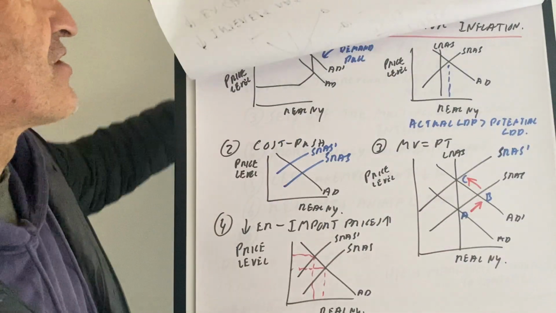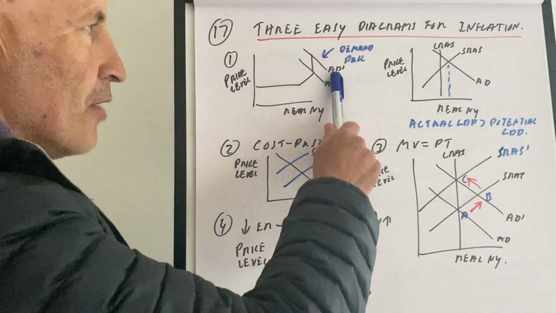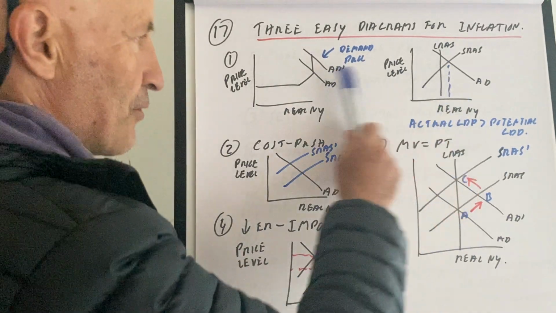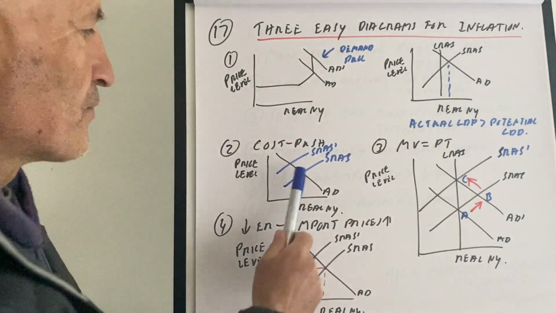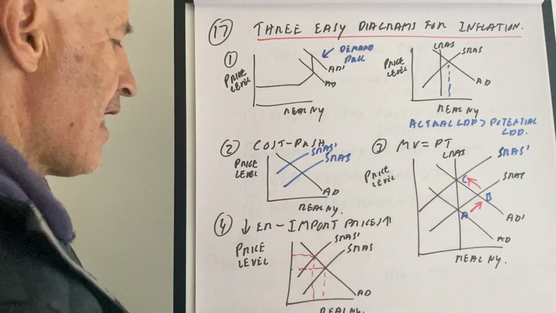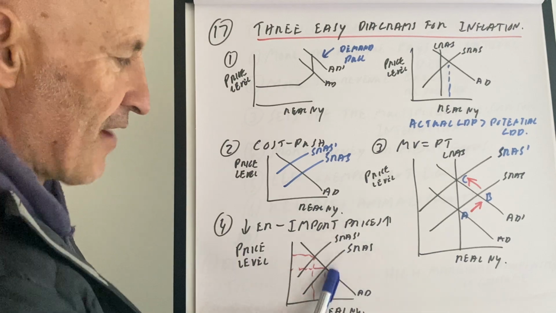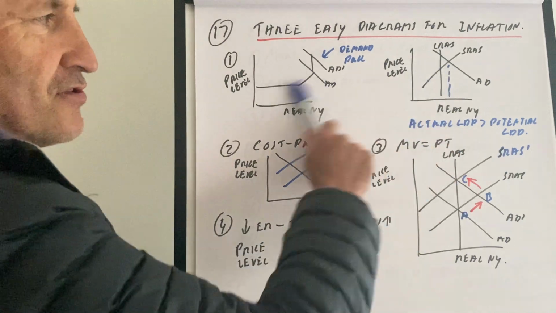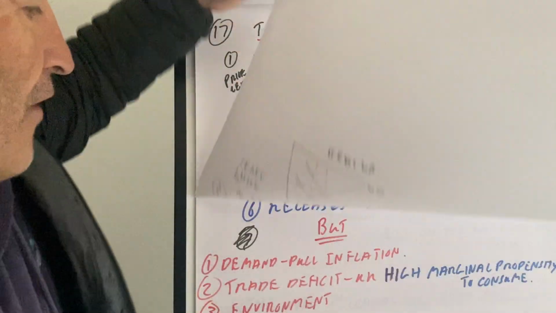Next up, 3 easy diagrams for inflation. Demand pull. Here we've got a positive output gap. It's a similar diagram to this one. Sorry, we've got 4 diagrams on here. Cost push inflation is like this. We've got MV equals PT. We've just done this one. And if there's a fall in the exchange rate, that will lead to a rise in import prices. So therefore, inflation will also go up. So that's 4 diagrams, but we've got 2 diagrams for one, as it were. Okay, move over the page.